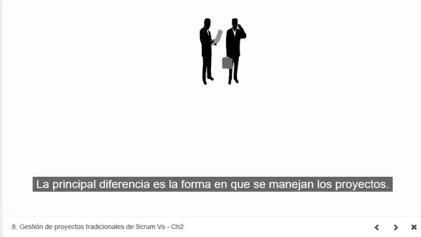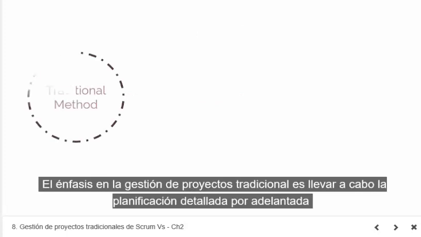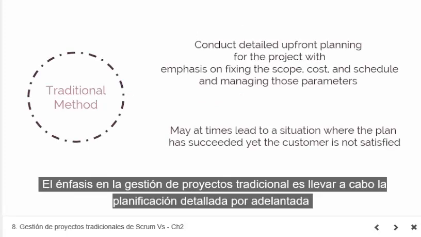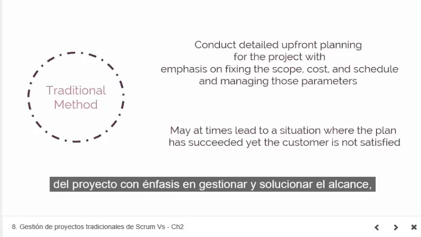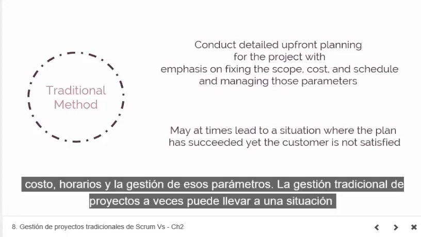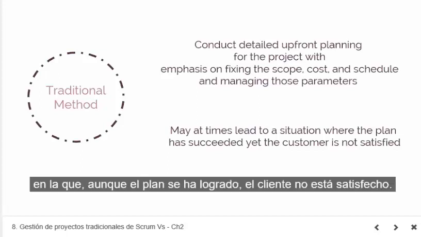The main difference is the way in which projects are handled. The emphasis in traditional project management is to conduct detailed upfront planning for the project with emphasis on fixing the scope, cost, and schedule and managing those parameters. Traditional project management may at times lead to a situation where the plan has succeeded, yet the customer isn't satisfied.